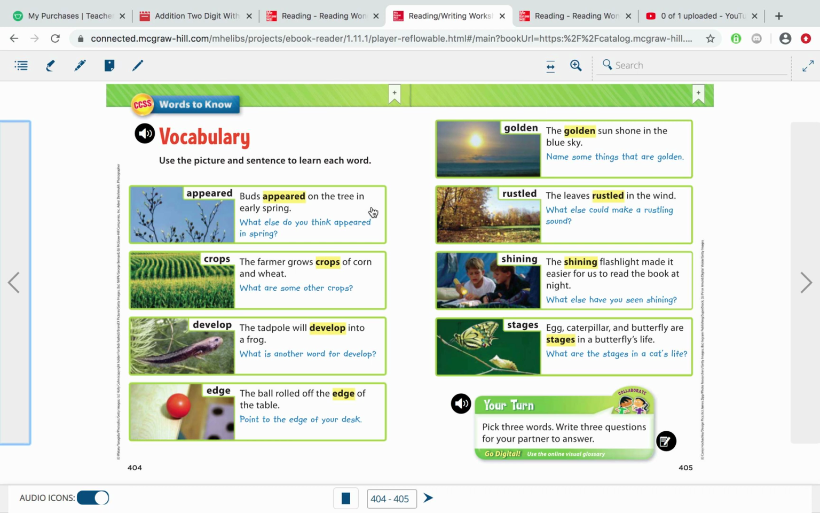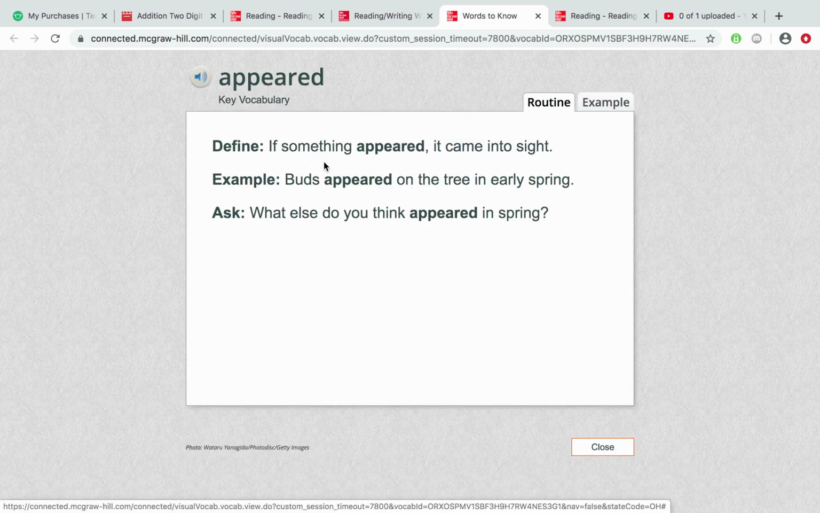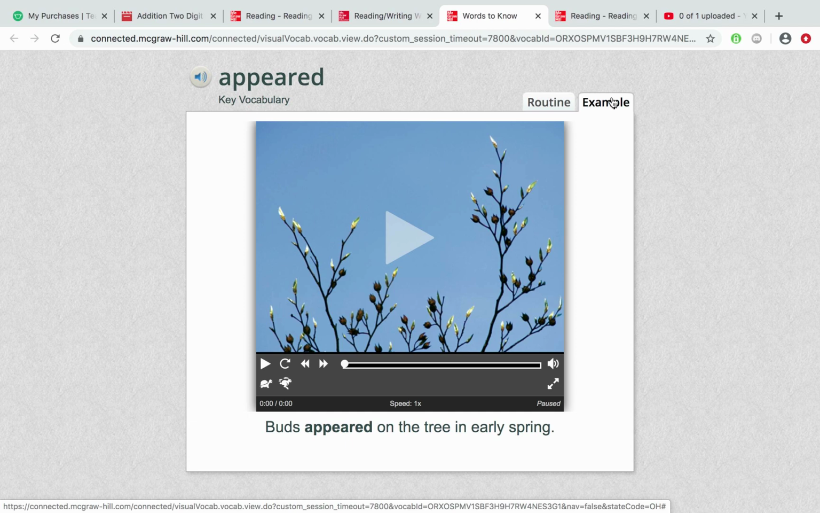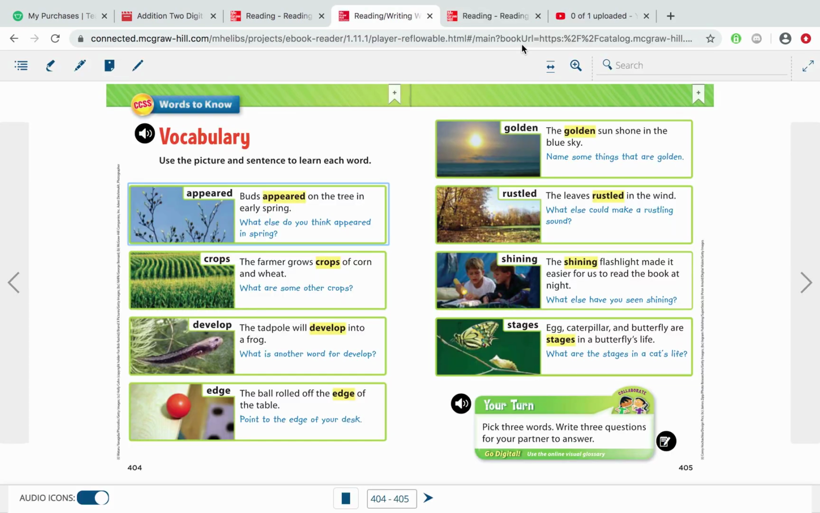So appeared is the opposite of disappeared. I'll show you the definition, and a short video as well. The definition of appeared is if something appeared, it came into sight. So if a bird comes into sight, or you're outside playing and all of a sudden a little squirrel appeared to you, it came into sight, okay? Here's a picture of buds appearing into sight in early spring. Appeared. If something appeared, it came into sight. All right, so there's that word appeared.